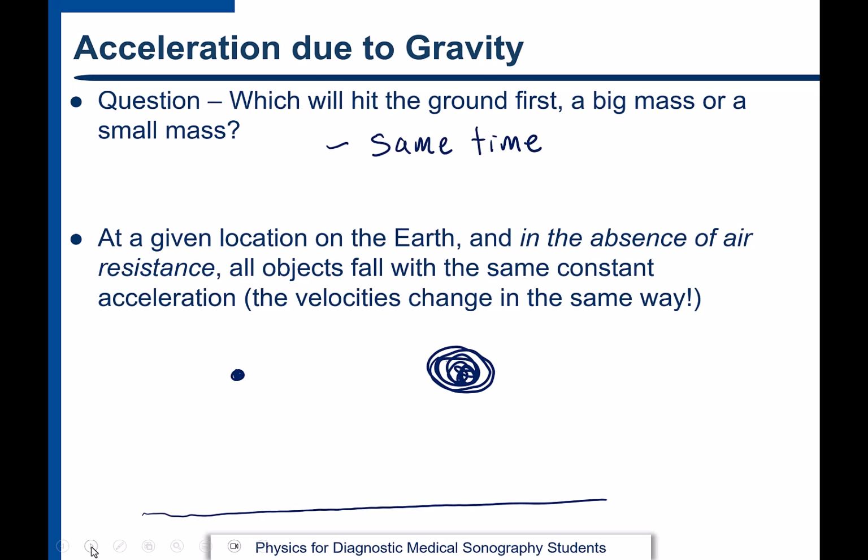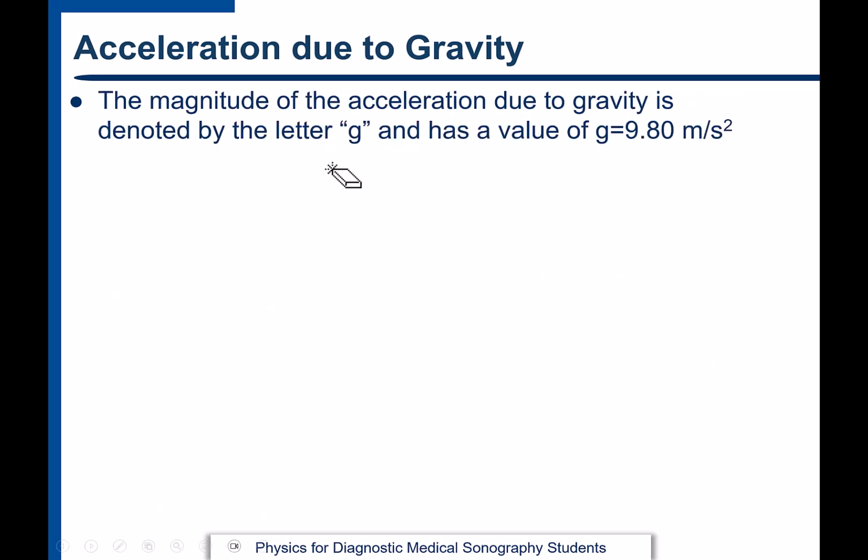Now, there is one little point we have to make here. We say in the absence of air resistance, because we all know if I took one of my objects and I made it be a feather, that feather is just going to kind of float down. That's because of air resistance. But if we take dense objects like a rock or a pebble, those are going to fall at the same rate. So we call that rate the acceleration due to gravity. The magnitude of the acceleration due to gravity is denoted by the letter g. And the value here on Earth is 9.8 meters per second squared.